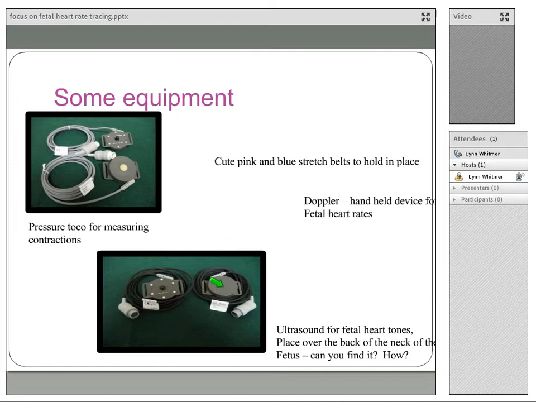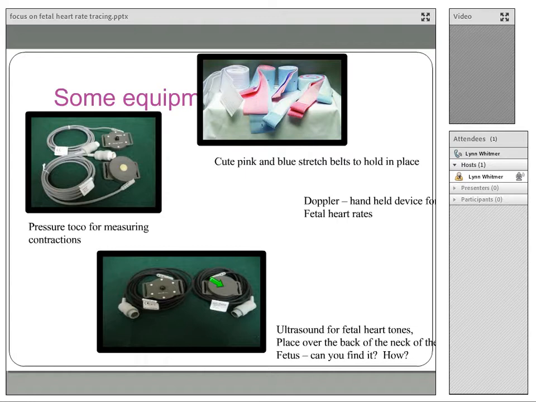What should the fetal heart rate be? And while you're thinking about that answer, we'll go on to the next part of this. If you answered that the fetal heart rate should be between 110 and 160 beats per minute, you are correct.